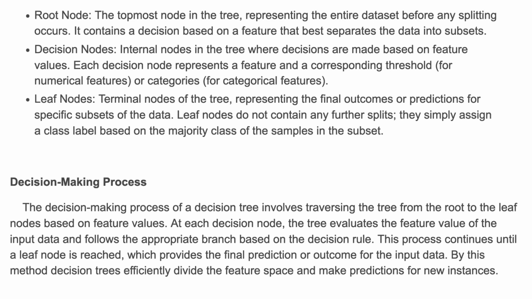The decision-making process of a decision tree involves traversing the tree from the root to the leaf nodes based on feature values. At each decision, the tree evaluates the feature value of the input data and follows the appropriate branch based on the decision rule. This process continues until a leaf node is reached, which provides the final prediction or outcome for the input data. By this method, decision trees effectively divide the feature space and make predictions for new instances.